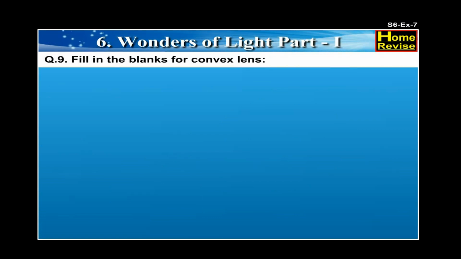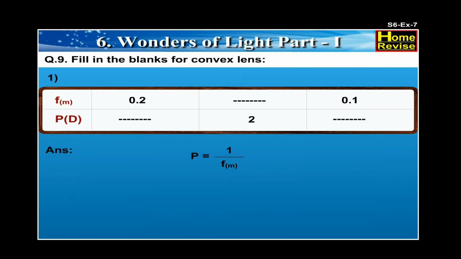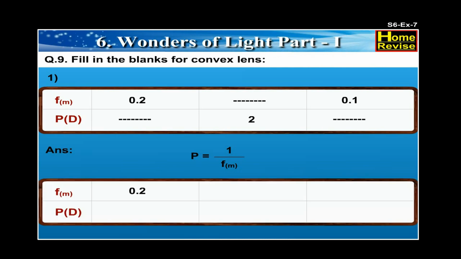Question 9. Fill in the blanks for a convex lens. First, focal length f is equal to 0.2 meters. What is the power of the lens? P is equal to 1 upon f. Substituting the values, P is equal to 1 upon 0.2. So, power of lens is equal to 5 diopters.